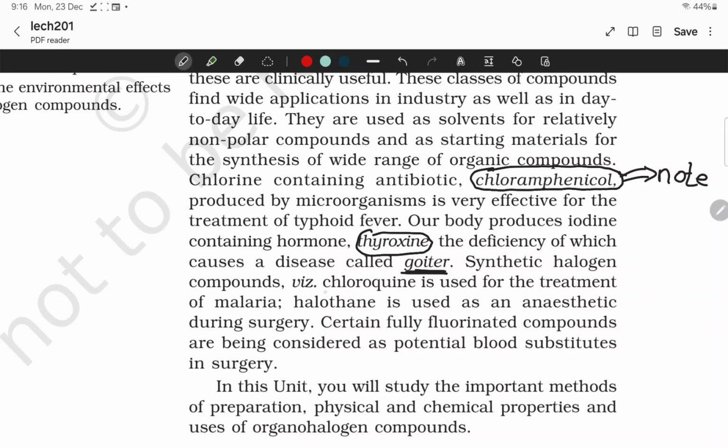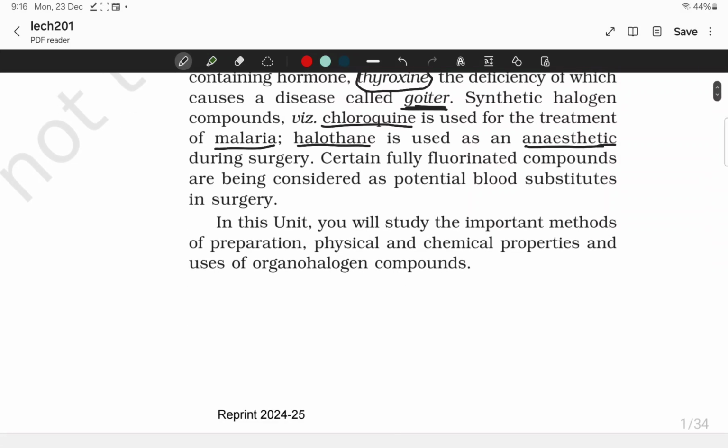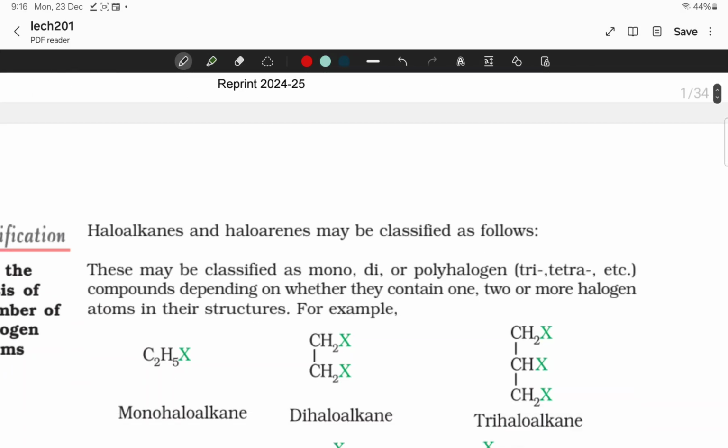Synthetic halogen compounds like chloroquine are used for treatment of malaria. Which is used for treatment of malaria? Chloroquine. Halothane is used as an anesthetic. Very important. Underline these things. Certain fully fluorinated compounds are being considered potential blood substitutes in surgery. In this unit, you will study important methods of preparation, physical and chemical properties, and use of organohalogen compounds.